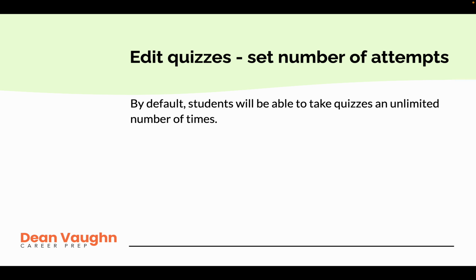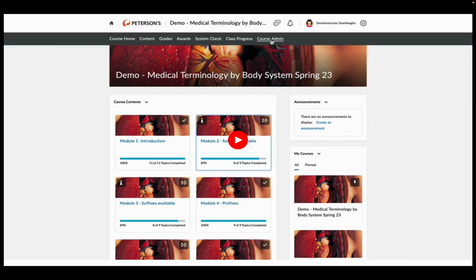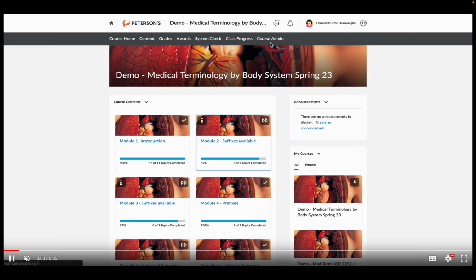By default, students can take quizzes an unlimited number of times. However, since you're the teacher, you can decide if you want to limit that number of attempts. So here's how you can do that. You can limit the number of attempts individually, or you can bulk edit this option as well. So here's one of the options, how you can do that.